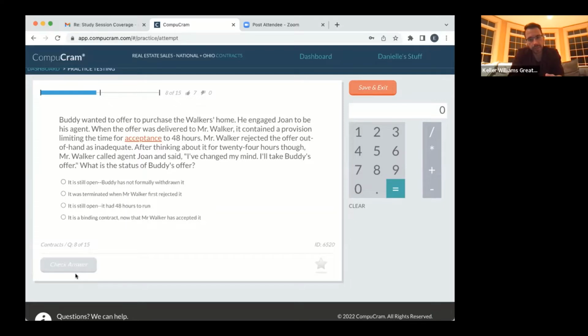A, it is still open. Buddy has not formally withdrawn it. B, it is terminated when Mr. Walker first rejected it. C, it is still open. It had 40 hours to run. Or D, it is a binding contract now that Mr. Walker has accepted it. B is correct. Let's keep moving forward here.